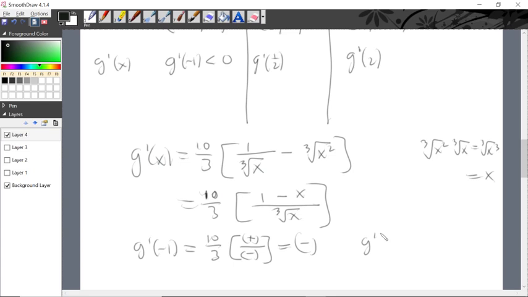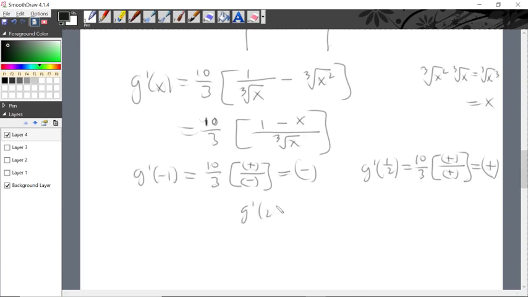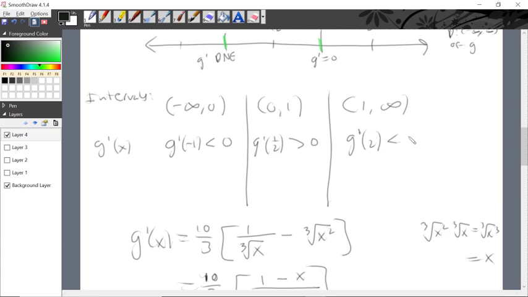What about 1/2? We got g prime of 1/2, which is equal to 10/3, then we get 1 minus 1/2, well, that's positive. And the cube root of a positive number is going to be positive, so this is overall positive. So g prime of 1/2 is greater than 0. And finally, g prime of 2. We have g prime of 2 is equal to 10/3 times 1 minus 2, that's negative, and the cube root of a positive is positive, so this is overall going to be negative. So g prime of 2 is less than 0.